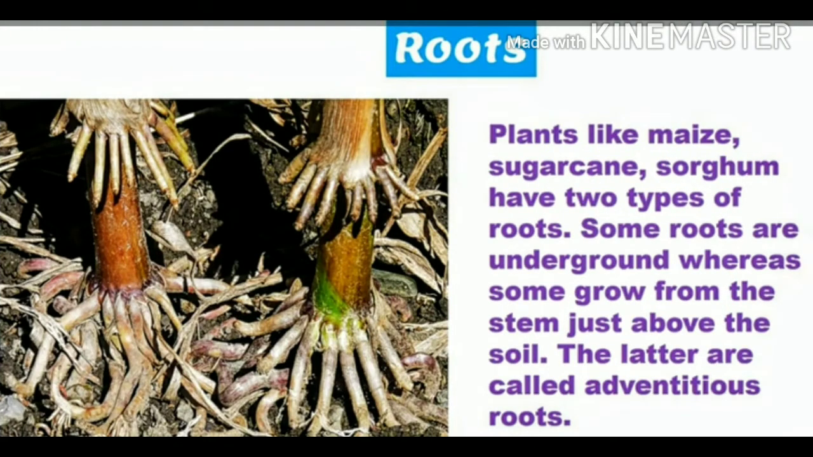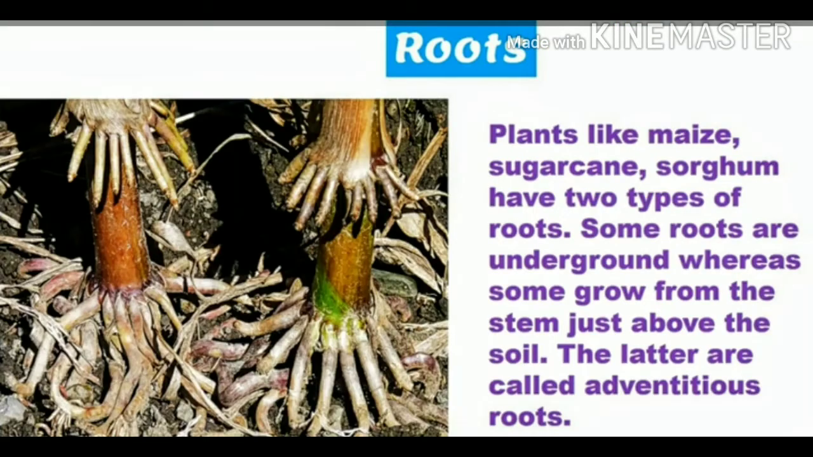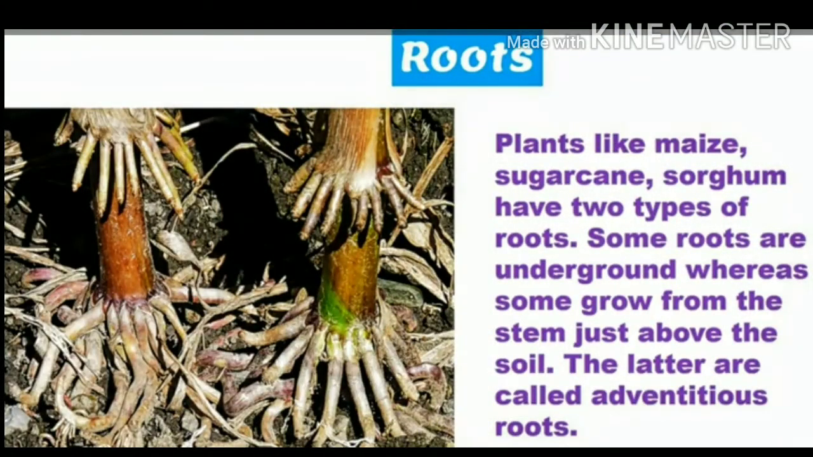You'll find some roots are coming out from the stem. So plants like maize, sugarcane, sorghum that is jowar have two types of roots. Some roots grow underground whereas some roots grow from the stem just above the soil, and these roots also move towards the soil. So such roots that grow from the stem are called adventitious roots.